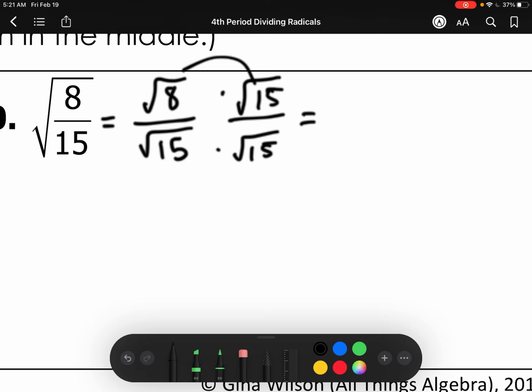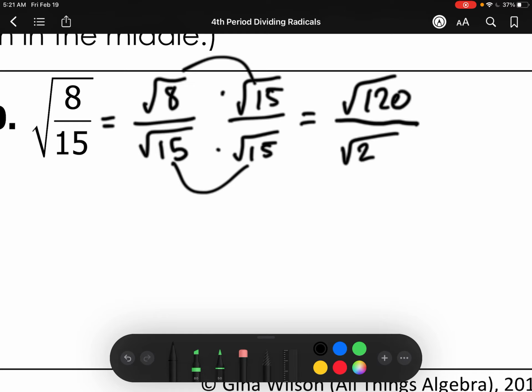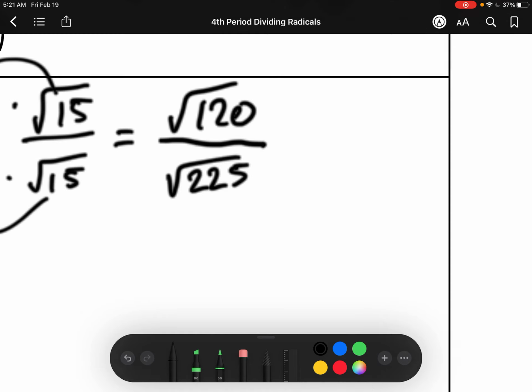So the square root of 8 times the square root of 15 is going to be the square root of 120, right? 8 times 15 is 120. And then the square root of 15 times the square root of 15 is 225. The square root of 225, right? So square root of 225 is 15, right? And now the square root of 120 can be simplified further, right?